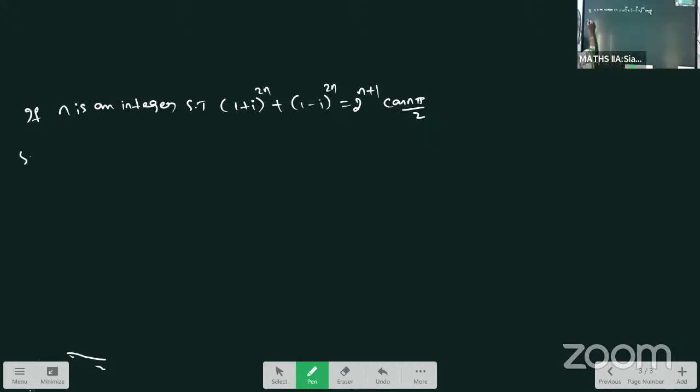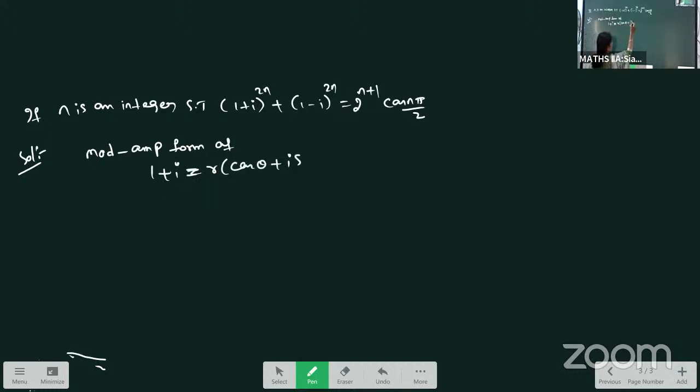Solution. We want the value of (1 plus i) whole to the power n. So first what do you have to write? The mod amplitude form of 1 plus i is equal to, what is the mod amplitude form? r into cos theta plus i sin theta.